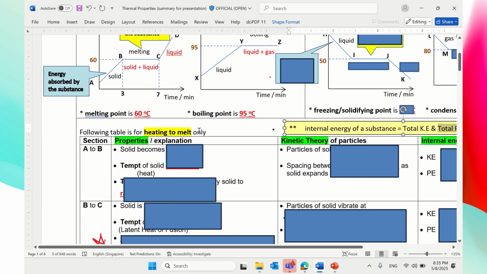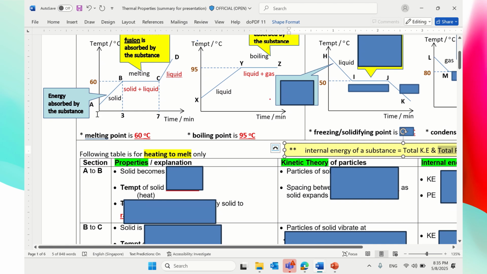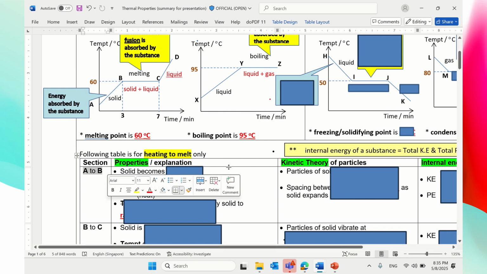Okay, let's start with the physical properties first, the physical part of it. From what we explained just now, what is happening from A to B? Now, A to B, what is happening here is the solid has become hotter because the temperature only rises. It hasn't become liquid. A to B is not melting yet. So the solid becomes hotter. That's the physical part of it. The temperature in this graph from A to B, the temperature of the solid increases.